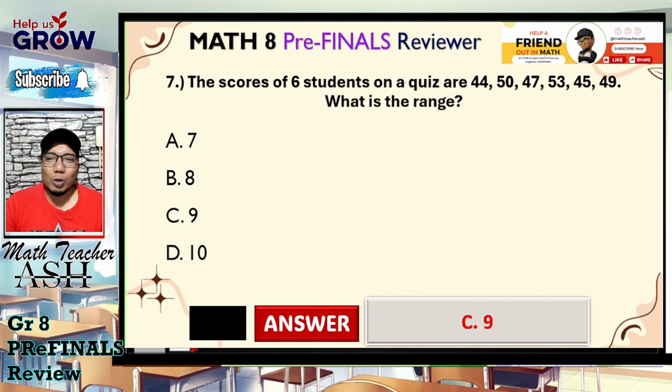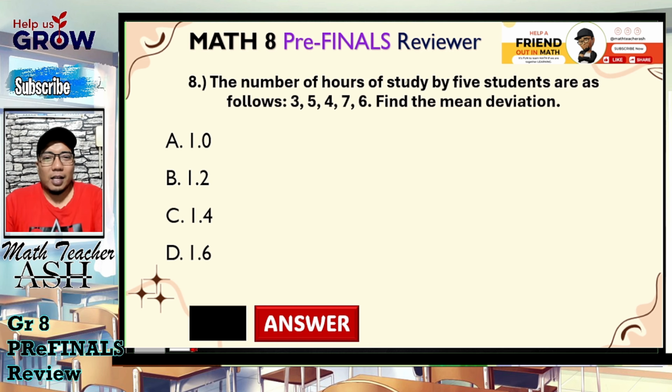So now let us go to question number 8. The number of hours of study by 5 students are as follows: 3, 5, 4, 7, and 6. Find the mean deviation. Is it A, 1, B, 1.2, C, 1.4, or D, 1.6? I'll give you 5 seconds to think about your answer.